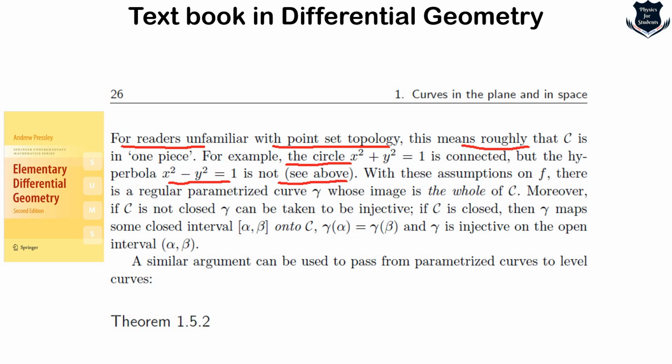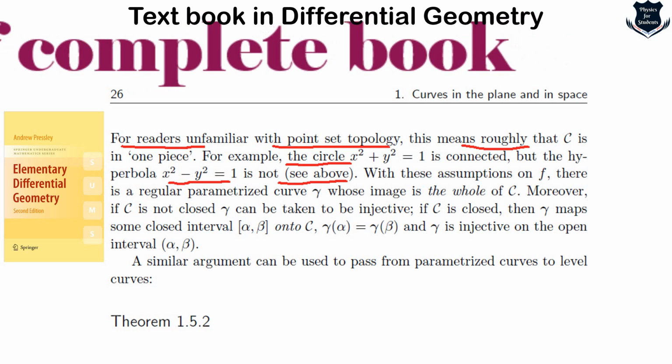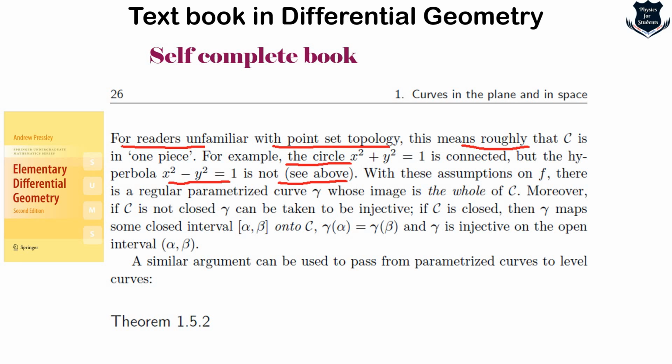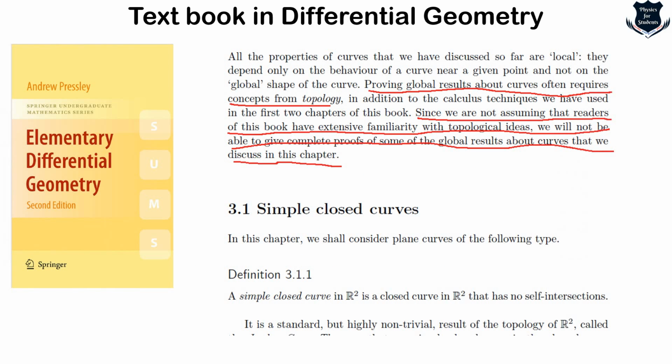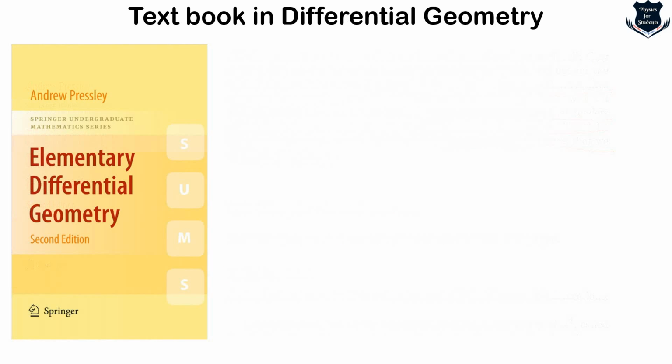Again, a note: you see the writer has written, for readers unfamiliar with point-set topology, this means so and so. So it is quite clear that in case you really don't know point-set topology, it won't create much of a problem. It is a very self-complete single book which will give you an understanding. Again, here, proving global results about curves often requires concepts of topology. Since we are not assuming that readers of this book have extensive familiarity with topological ideas, we will not be able to give complete proofs. So knowledge of topology won't be required.